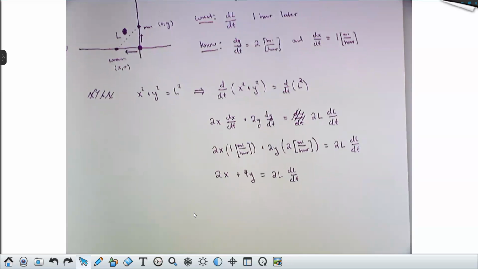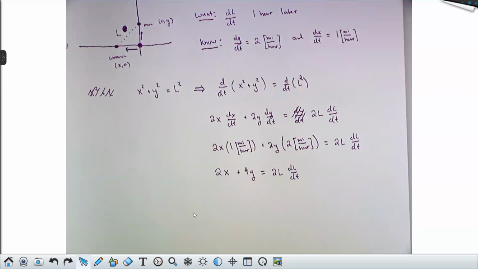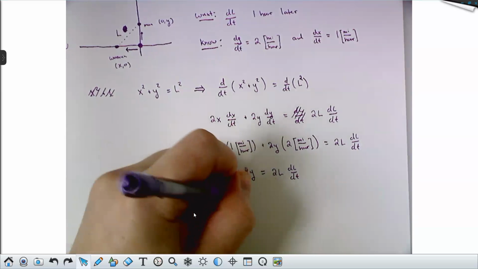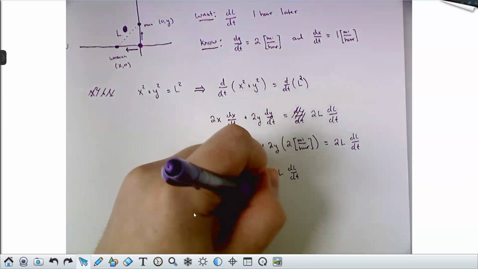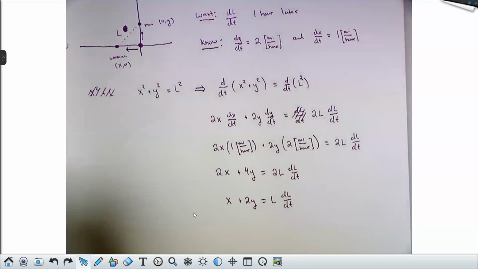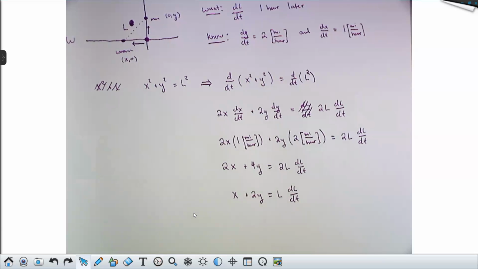We can make our lives a little simpler by dividing both sides by 2, which means x plus 2y is equal to L times dL/dt. And this is all well and good, but I don't know x, y, or L. In fact, they all change. We know that those are not constant. But I know that I'm after dL/dt 1 hour after these people leave.